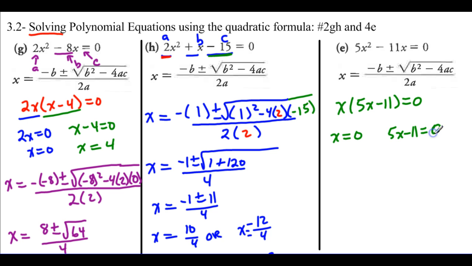Which means that 5x, I add the 11 to both sides. I end up with 5x equals 11. Divide both sides by 5. And so x equals 11/5.